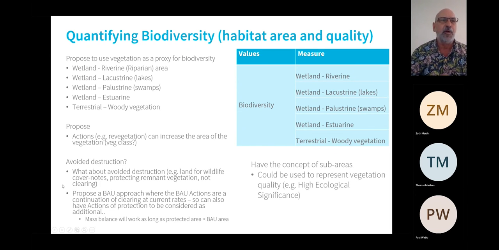We've got an additional consideration that applies specifically or predominantly to vegetation management, and it's about the concept of trying to quantify the benefit of avoided destruction. So what's the value of protecting remnant vegetation? And we propose to use a business as usual approach, which we're going to talk about on Wednesday. But fundamentally, the approach here is to look at recent history, clearing rates, and apply those as an action.